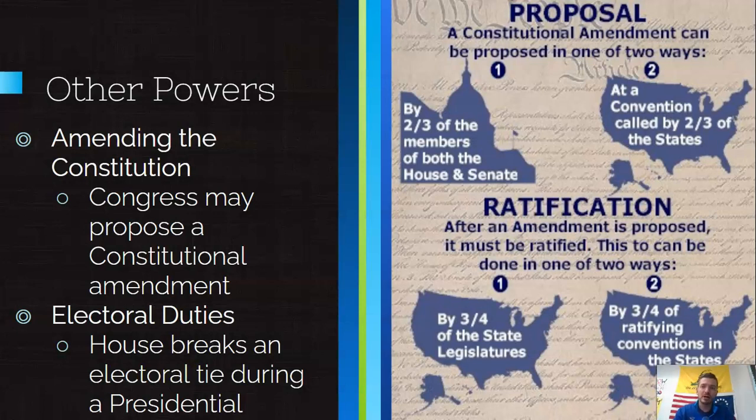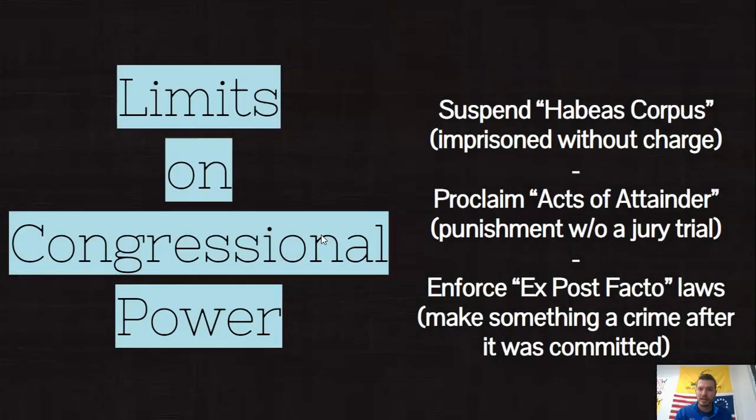Other powers, real quick. They can amend the Constitution by proposing an amendment to the Constitution. We've already talked about this. This is the main way that amendments have been proposed. Again, there are separate ways, like being proposed at a convention called by 2/3 of the states. That's never happened. And then for electoral duties, the House of Representatives is going to break a tie in the Electoral College during a presidential election. That should say election there. If you want to add that for me right there, I'm so sorry.